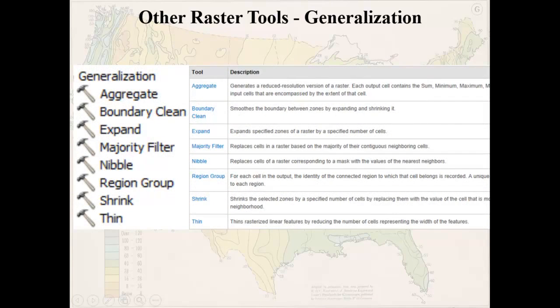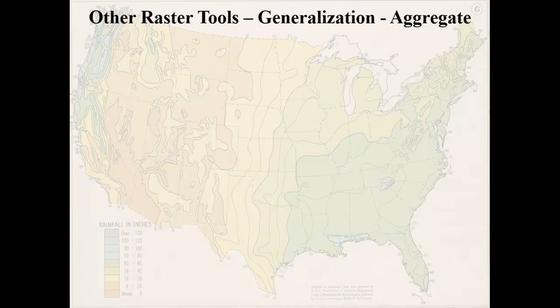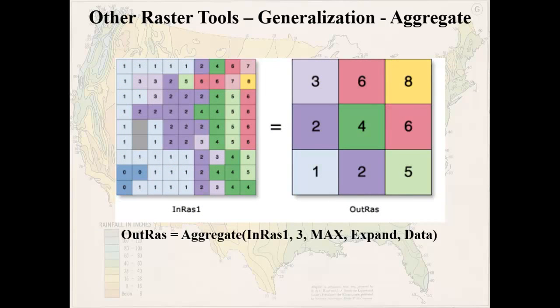Generalization. Generalization, remember, is how much detail you're going to show. So if you have really small cells, you might say, I don't really need that level of detail. I want to generalize things to basically show me a lower level of detail. It's going to require less computation, less storage space. There's a bunch of generalization tools. Aggregate is one you might think of.